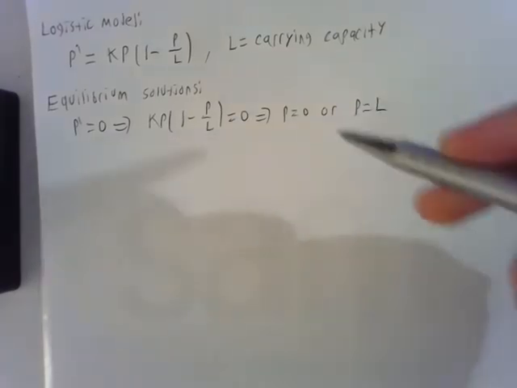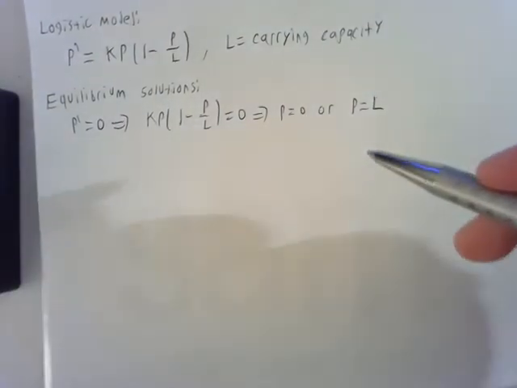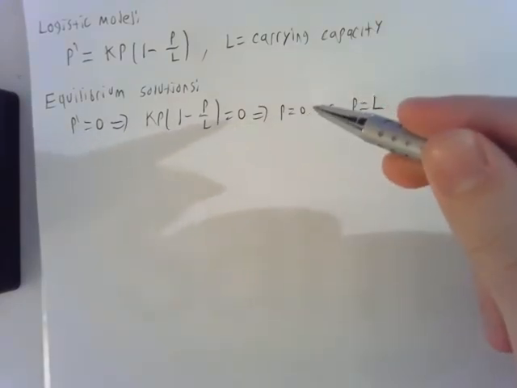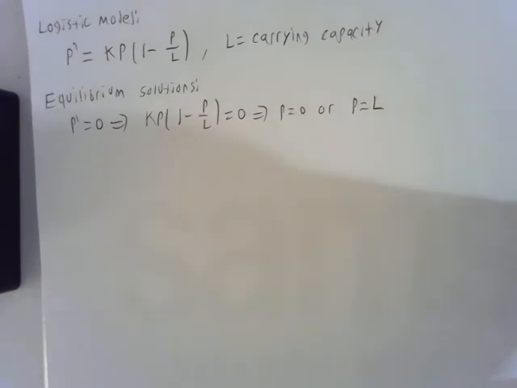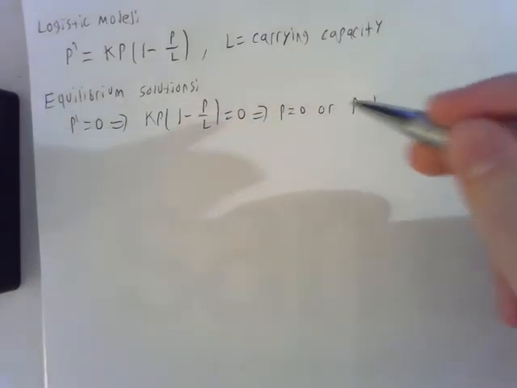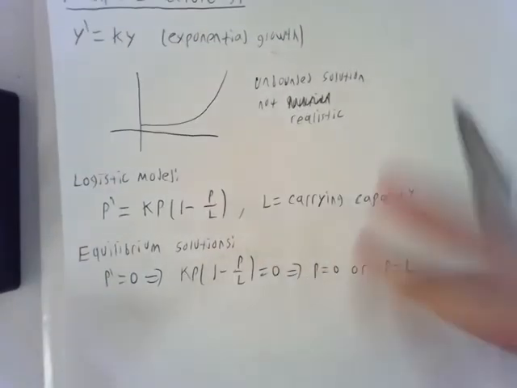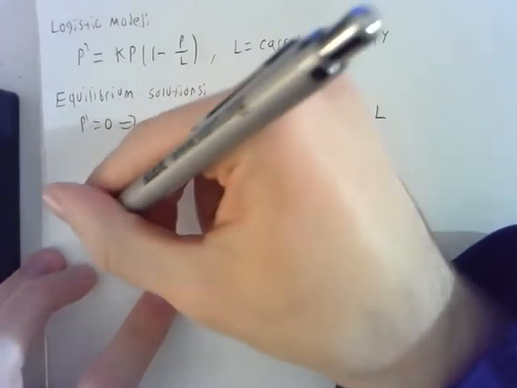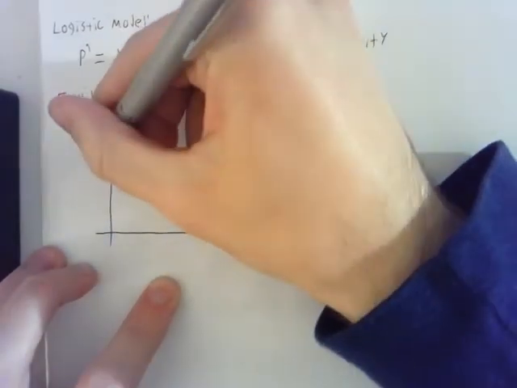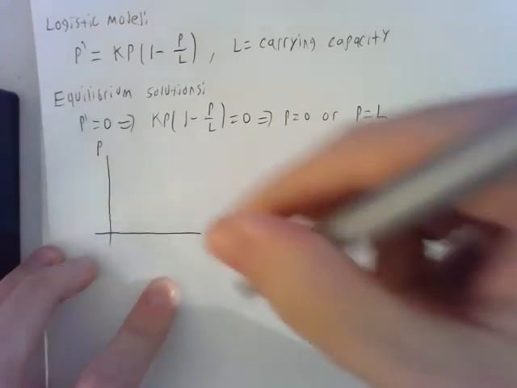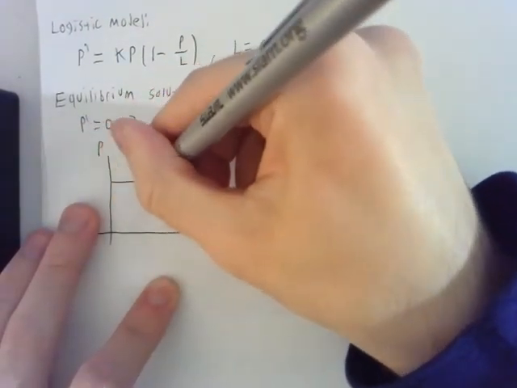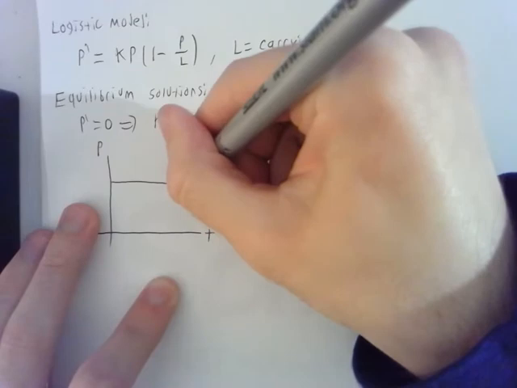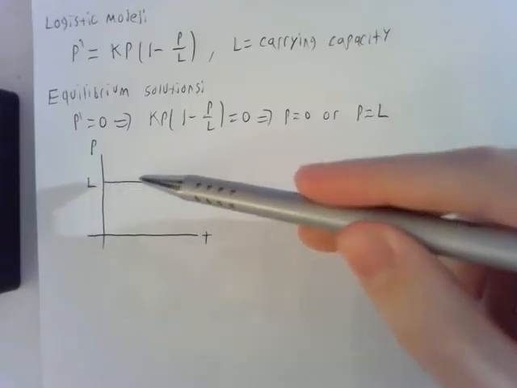So we have these two possibilities. If we start off with 0 population, then we'll stay at 0 forever. That makes sense. But also if we start off with L, then we'll stay at L forever. This is a new feature that the old exponential growth model did not have. If we take a look at the t-P plane, there's going to be a horizontal line at a height of L. The solutions to the equation, if they start on L, then they will stay there forever, right? This is an equilibrium solution.